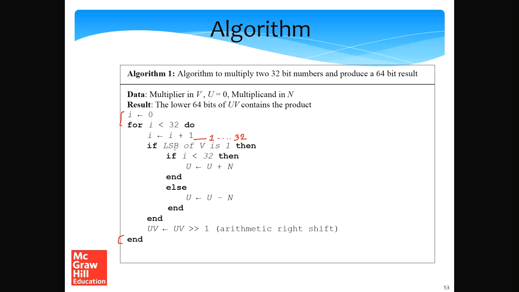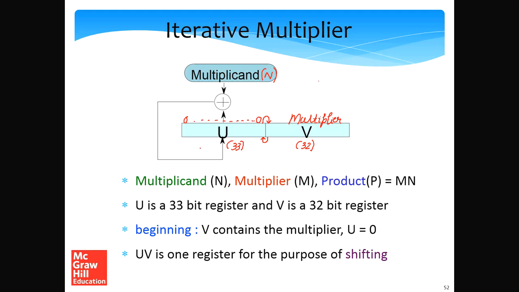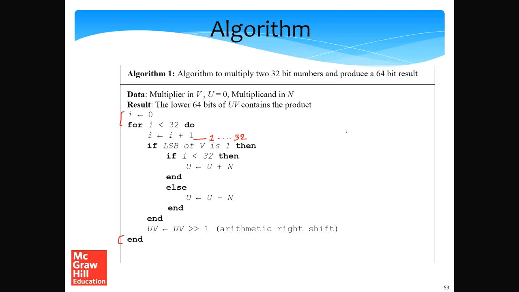If the LSB, the least significant bit of V, which contains the multiplier, is 1, which basically means we come here and take a look at the least significant bit. If this bit is 1, what do we need to do? Well, we need to add the multiplicand to the accumulating partial product. Since it is the first iteration, the partial product will just be the multiplicand itself.